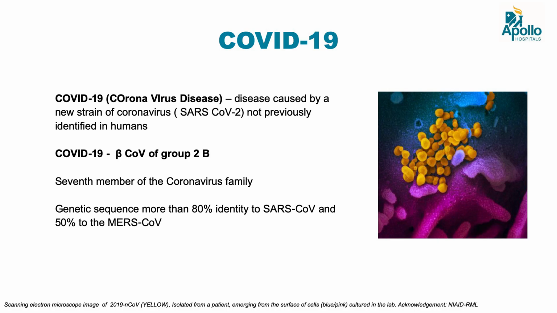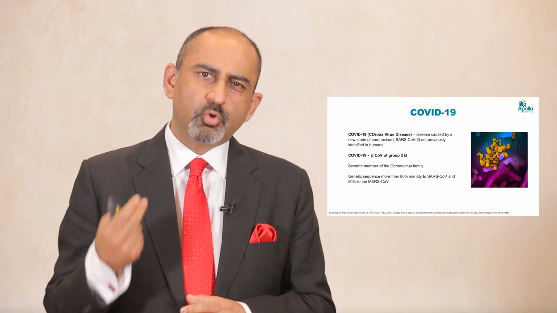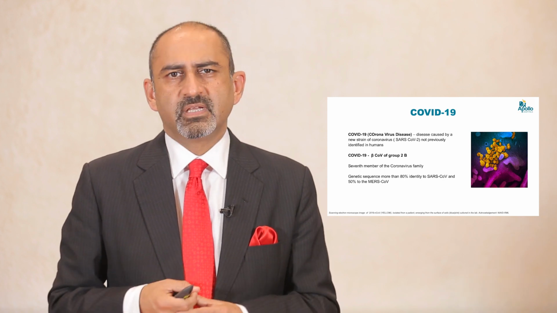But this particular virus, which produces this disease, which is now known as COVID-19, is new, and we know of it only since December last year. But there are two other viruses in the family that we are very familiar with, MERS and SARS, and the genome of this COVID-19 is similar to the genome of the MERS and SARS virus.